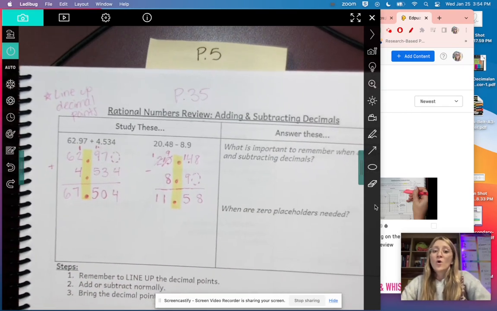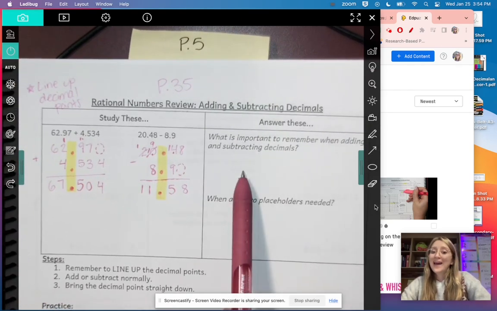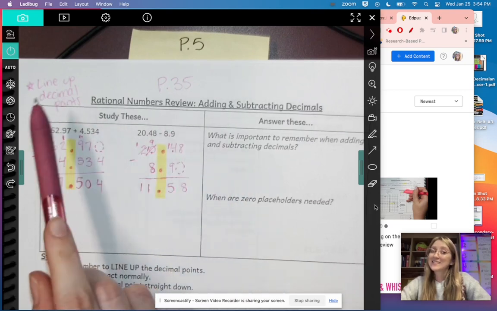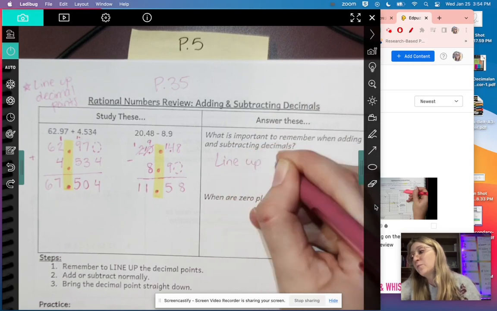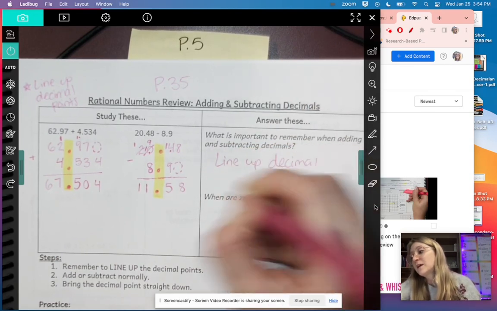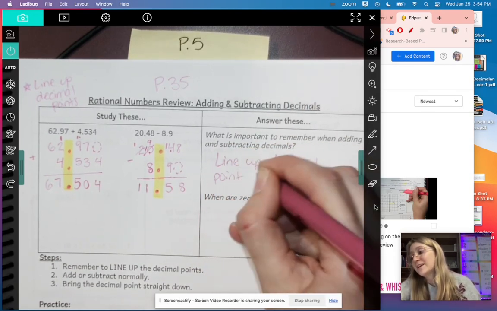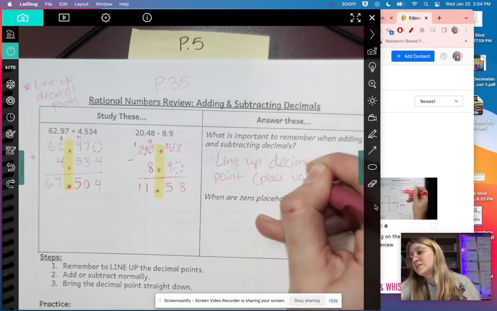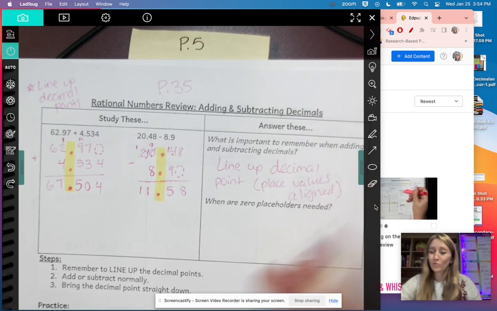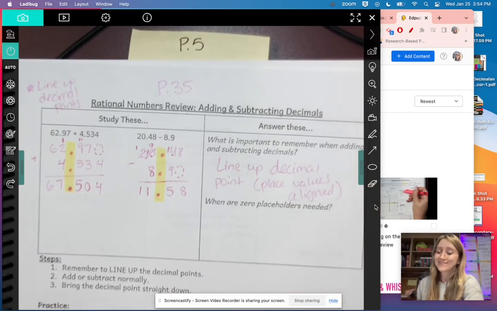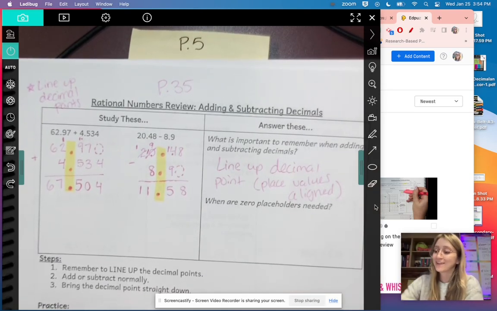What is important to remember when adding and subtracting decimals? The answer is written for you already. It's lining up those decimal points. Got to remember to line up the decimal points so that the place values are aligned. Place values aligned. You don't want to add 1 to 10 and say it's 20, right? It's 11. So keep those place values aligned.